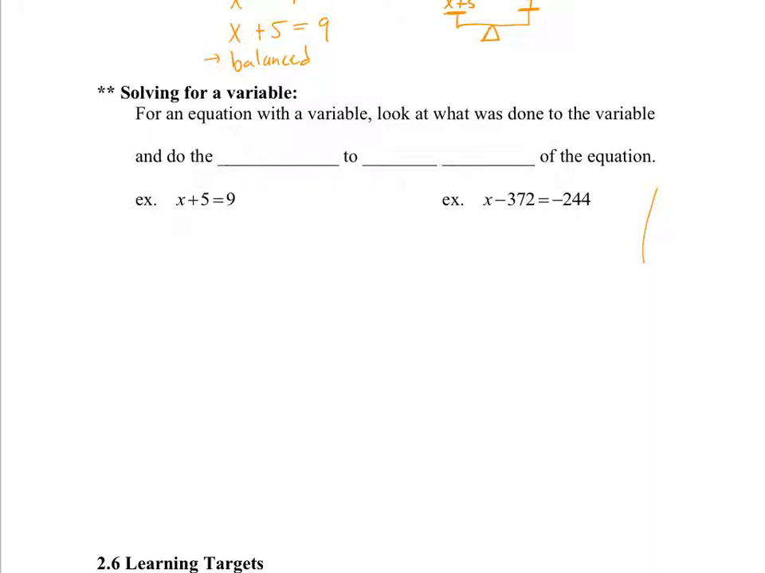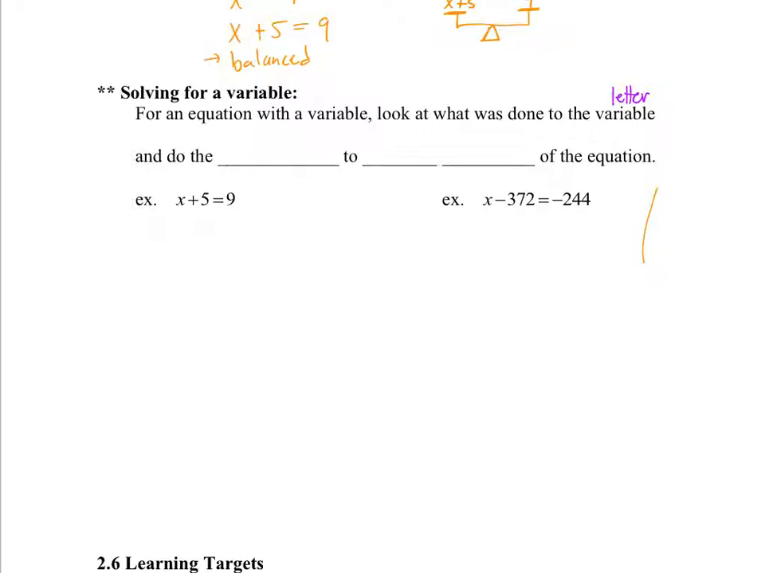Solving for a variable. For an equation with a variable, you're going to look at what was done to the variable. Do you know what a variable is? That's the letter. When you think variable, think the letter in the problem. Maybe we should write that on there: a variable is the letter in math class. So we're going to find the variable.